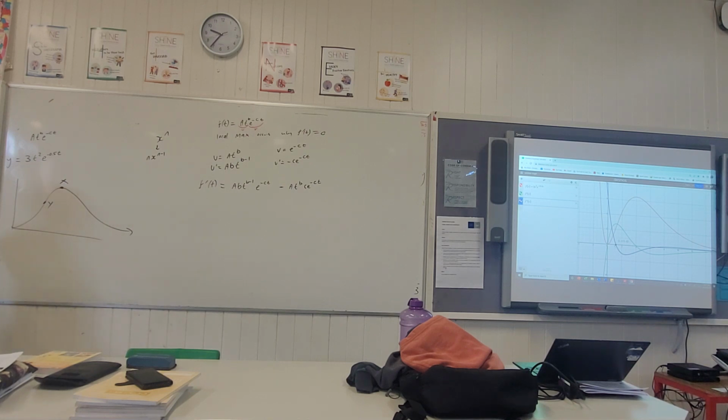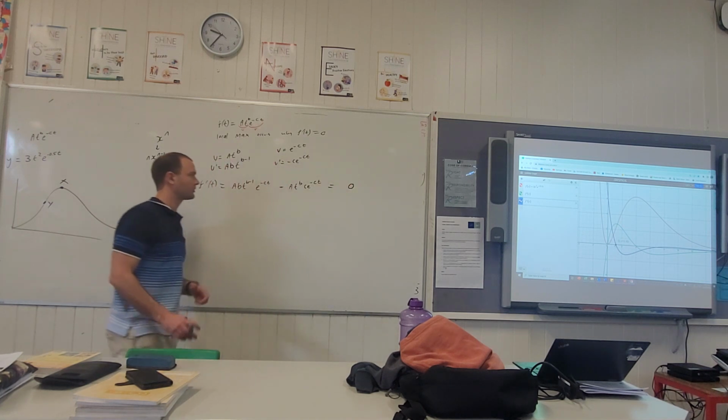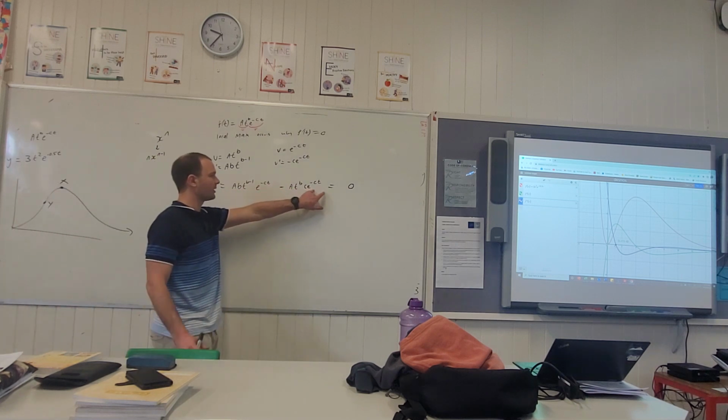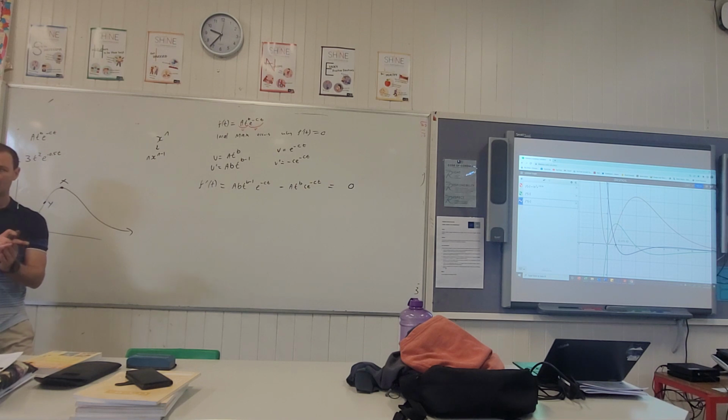Alright, so we've found f dash of t, and we want to find what are the values of t that make it equal to 0. So I'm going to put equals 0, and then we're going to perform some factorisation. U dash v plus uv dash. So looking along, right, e is common, so we're going to pull e out the front. A is common, so we're going to pull a out the front. And we're also going to pull t to the b take 1 out the front.